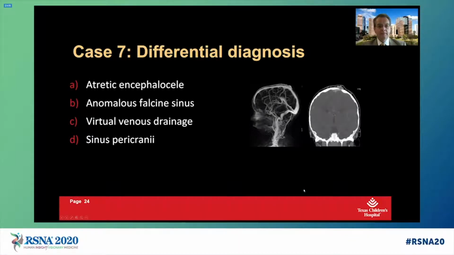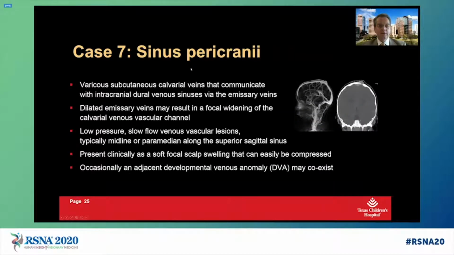a sinus pericranii? This is a sinus pericranii, where you have a varicose subcutaneous collection of calvarial veins that communicate through an opening in the skull with the adjacent dural sinus, typically the superior sagittal sinus. This extension goes over the emissary veins.